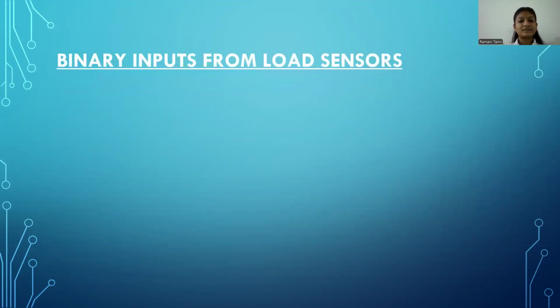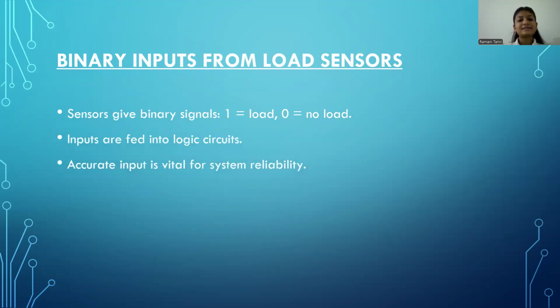Binary inputs from load sensors. Okay, now let's talk about how we get inputs into our circuit. We place load sensors on the elevator floor or near the entrance. When someone steps on them, the sensor sends a signal, either 1 or 0. If a person is present, the sensor gives 1. If not, it gives 0. These 0s and 1s become the input to our logic gates. With 4 or more sensors, we can detect how many people are inside and whether the total exceeds the limit or not.